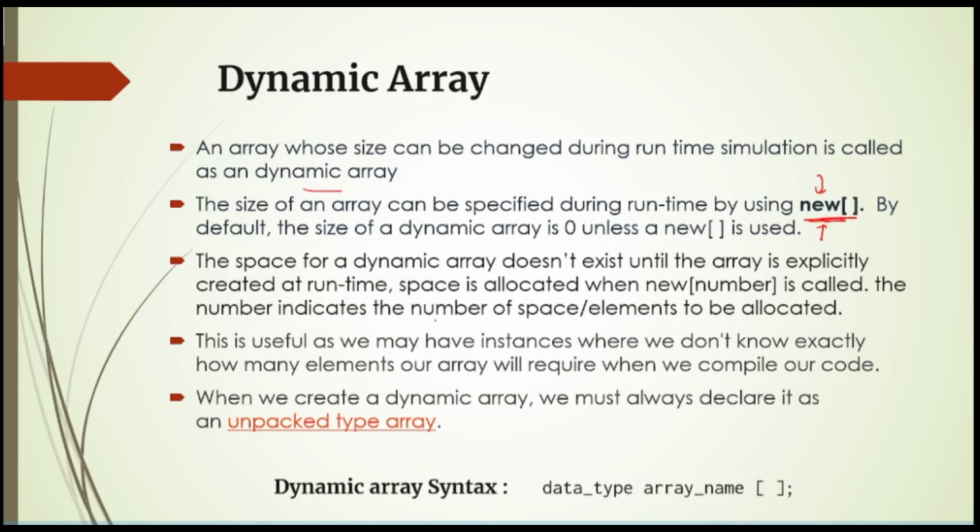Clear? Yes, the space of a dynamic array doesn't exist until the array is explicitly created. That means the memory locations won't be created until we call this new method. Clear?